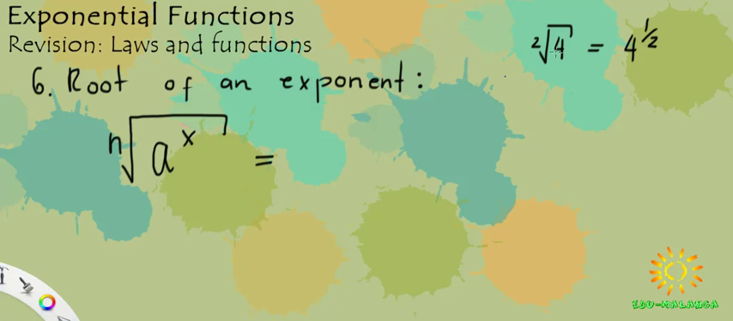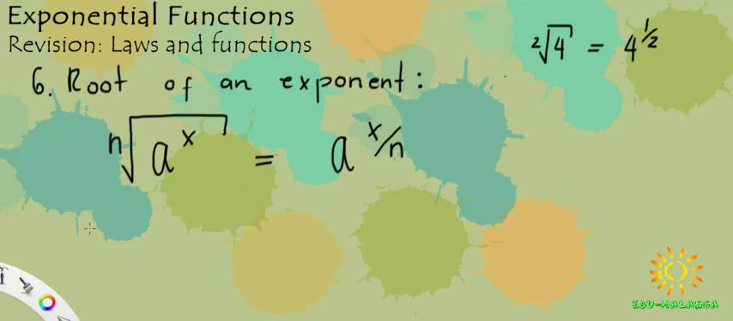Now, having understood this, what will happen in this term is that you will have a to the power of x as it is, but then you'll be divided by n, because the root becomes the denominator of a fraction. And this is the root of an exponent law.